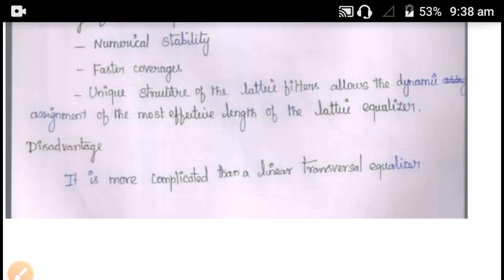Disadvantage: it is more complicated than a linear transversal equalizer.